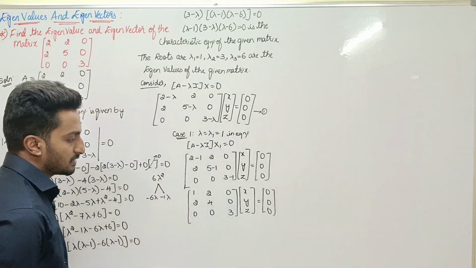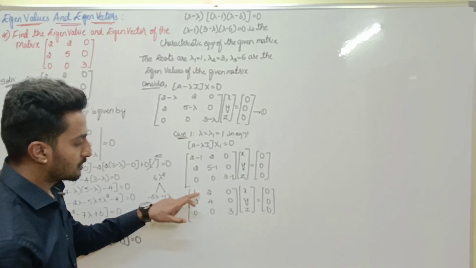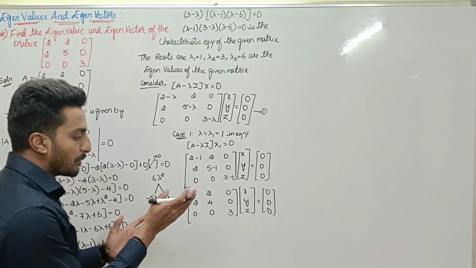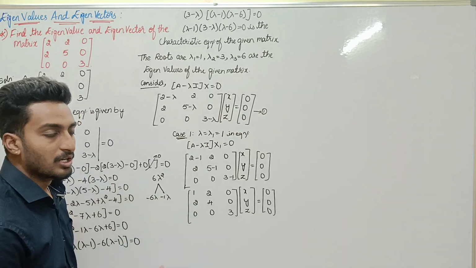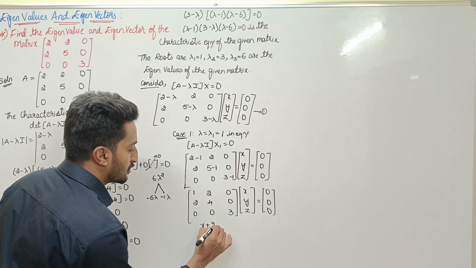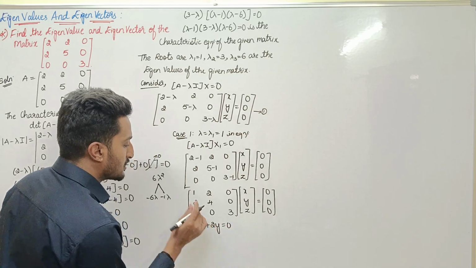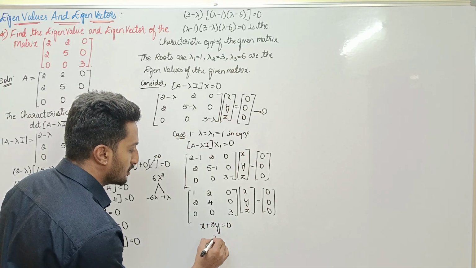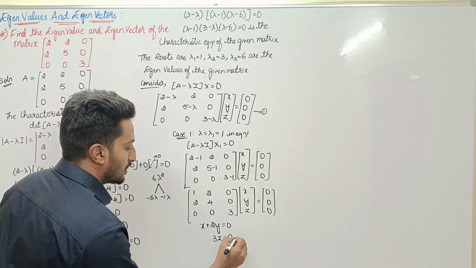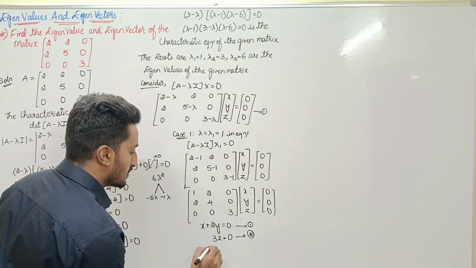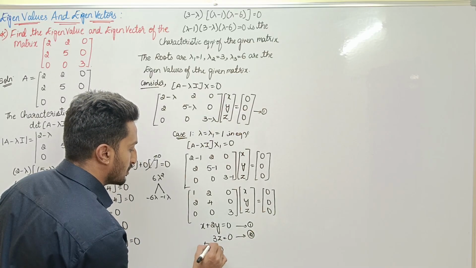Done. Since, see, the first row and second row are the same. If you divide the second row, you will get the first row. Just represent this in linear equation form. You will get the solution. That is x plus 2y equal to 0. Second row is same as first row, so I am going to consider only the first row. Next, the last row, 2z equal to 0. That is z equal to 0.